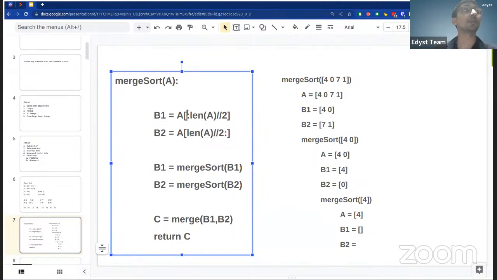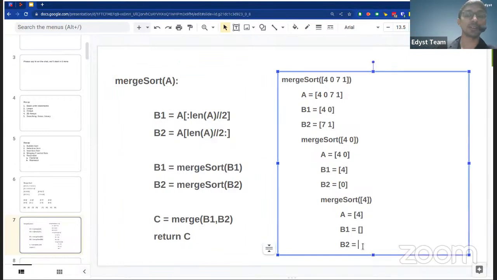B1 is from start till len of A by 2. Start is 0. Going till len of A by 2 is also 0. There will be nothing. This part you agreed? First half. Second half is what? Starting at len of A by 2, which in this case is 0. What is the ending? We are saying go till the end. So what will you get for B2 here? You will get 4.